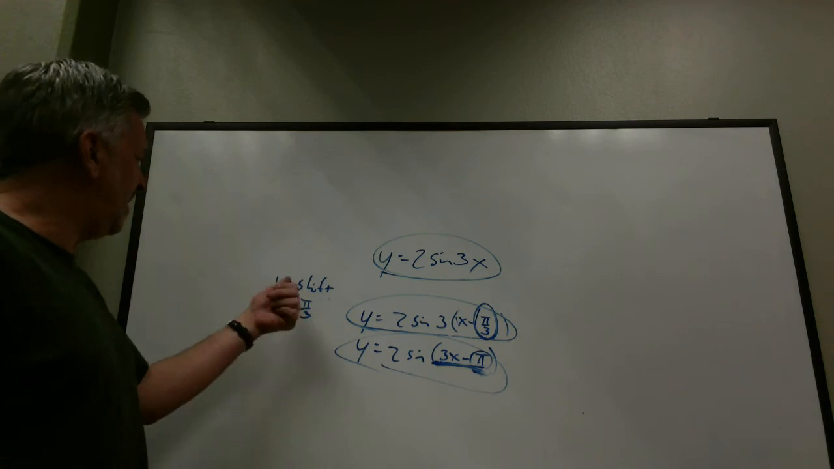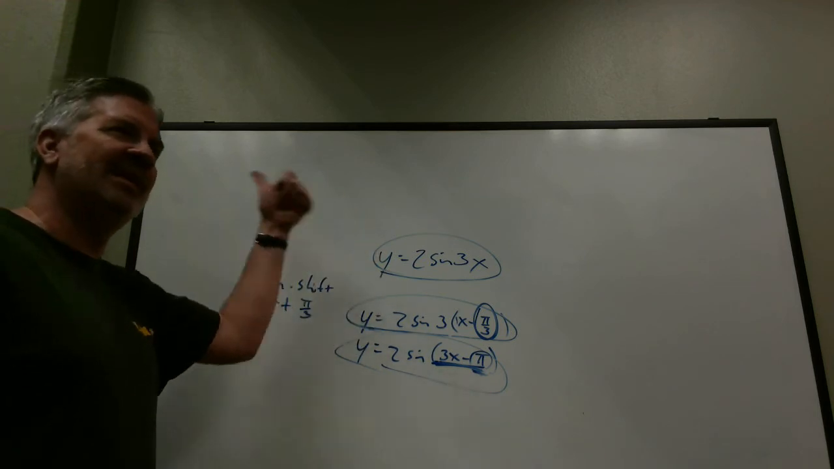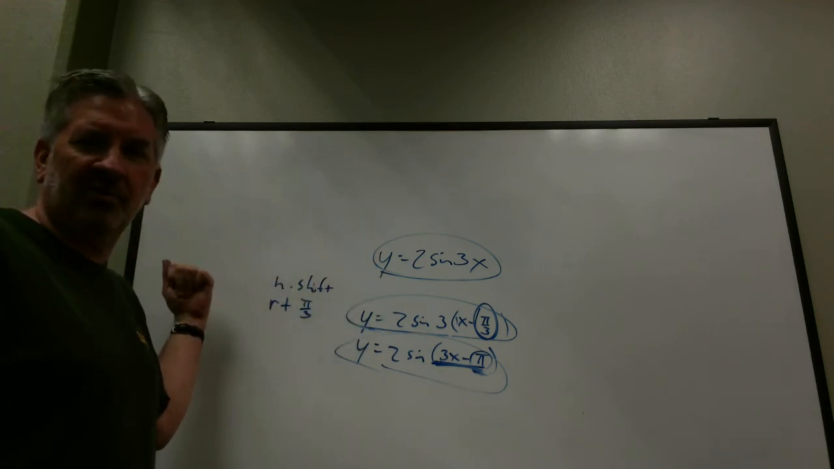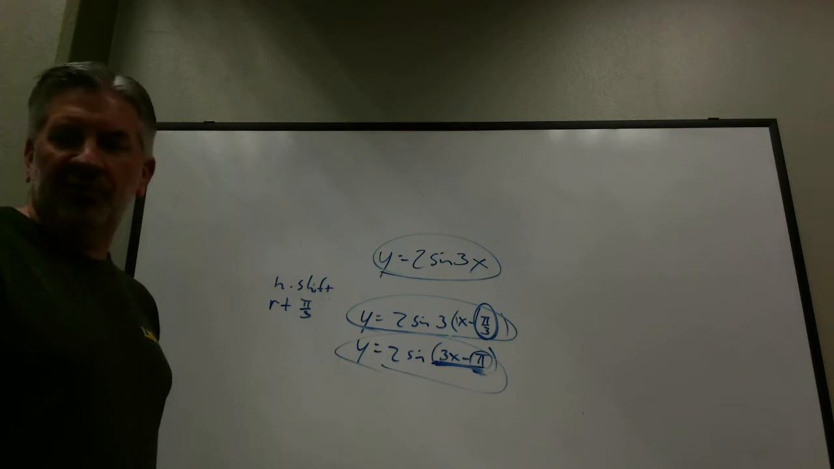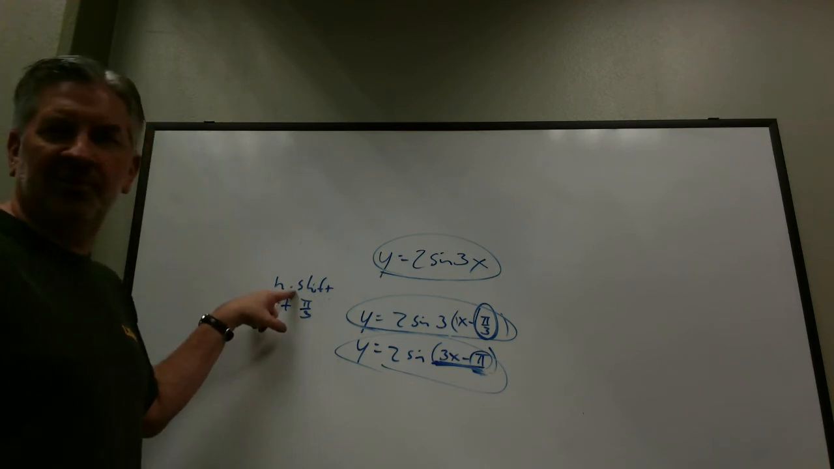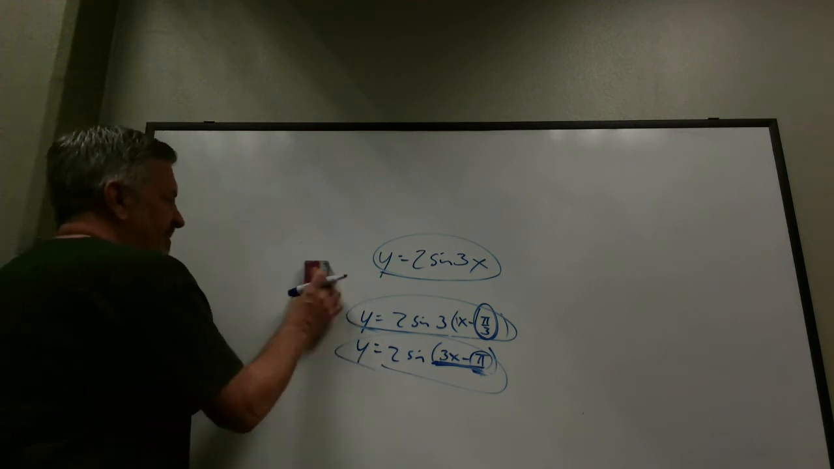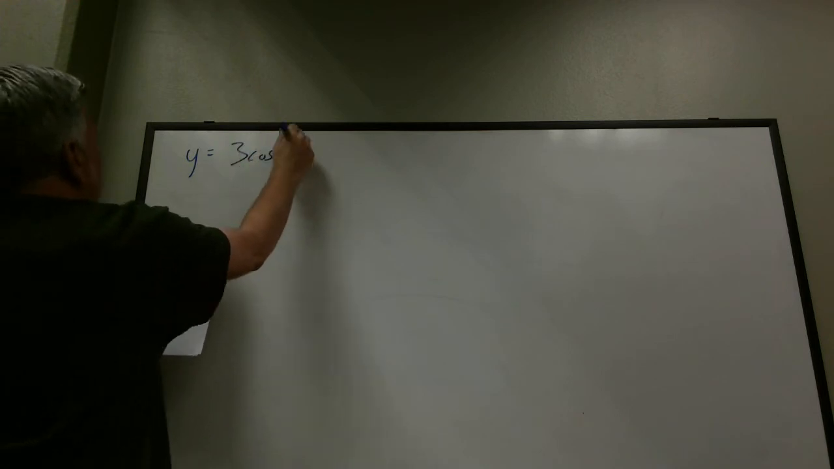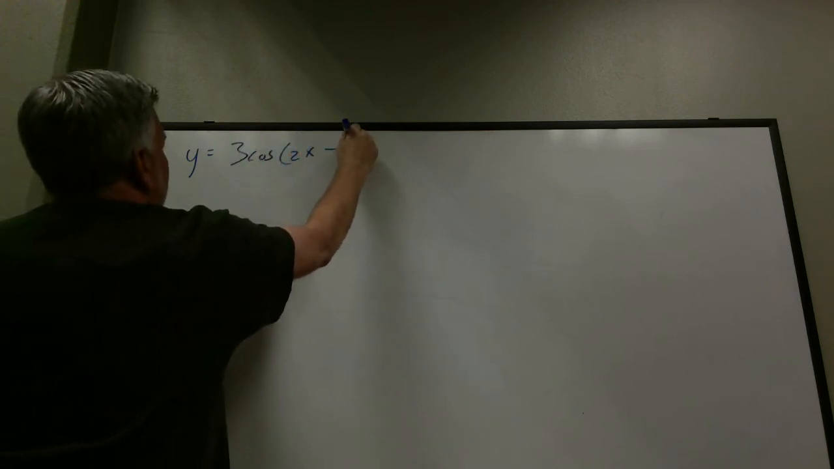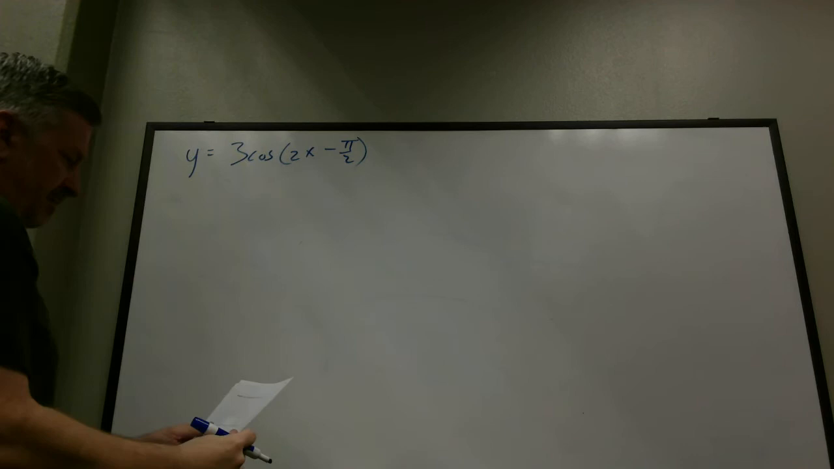Oh, and notice I keep saying horizontal shift because that's what we called it before in the previous sections when we did translations. For trig functions, they call this the phase shift. So just be aware, a phase shift for a trig function is a horizontal shift. Okay, so with this in mind, let's look at the next example. It says, sketch one period of the graph of 3 cosine of 2x minus pi over 2.